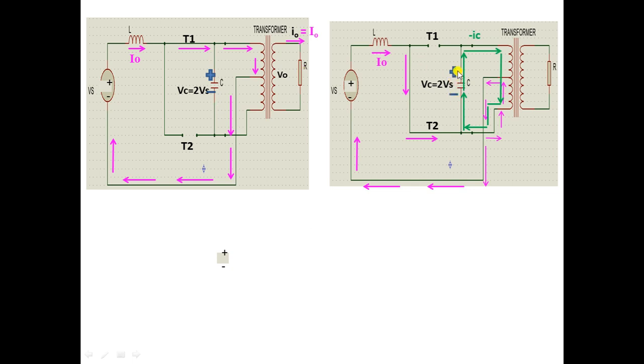So the current going from bottom to top is -IC. Okay. So in this mode, there is a current -IC or negative capacitor current is established in the circuit.